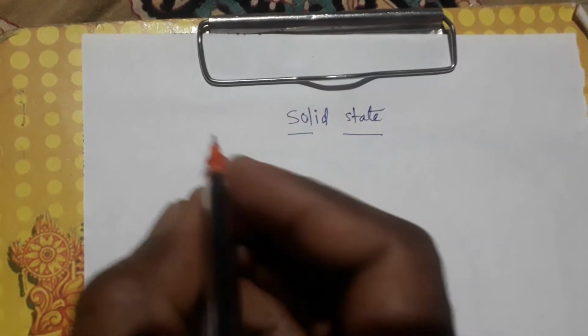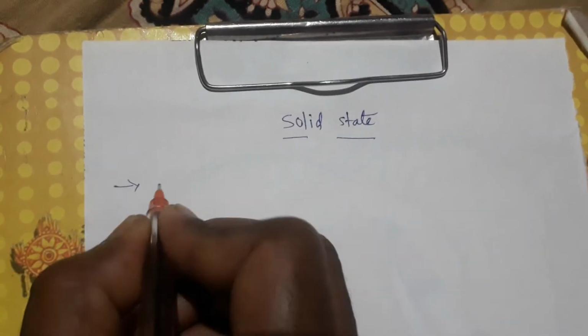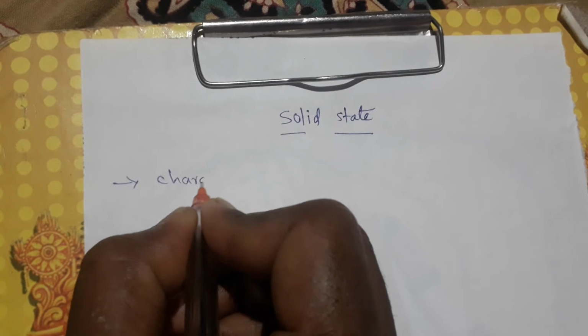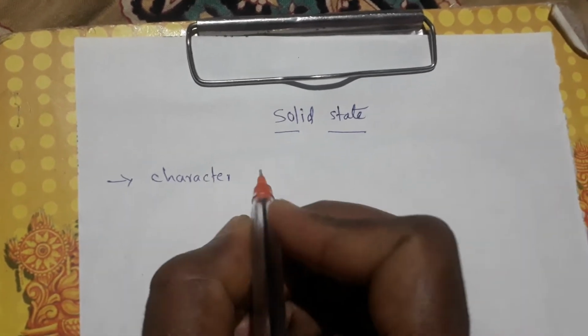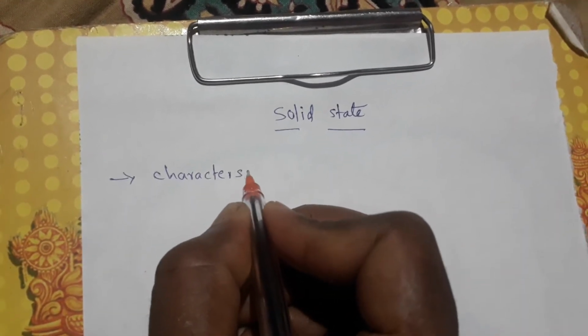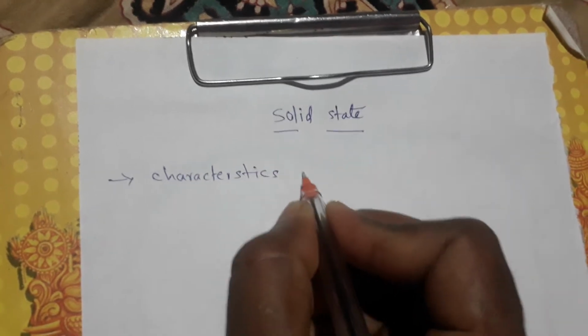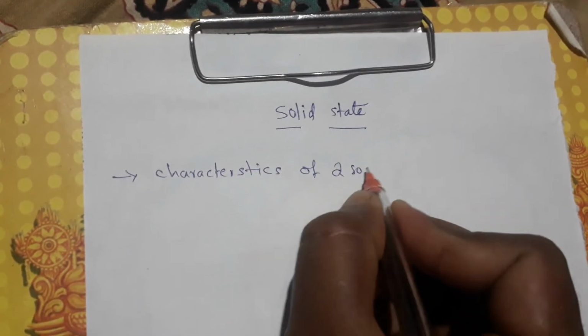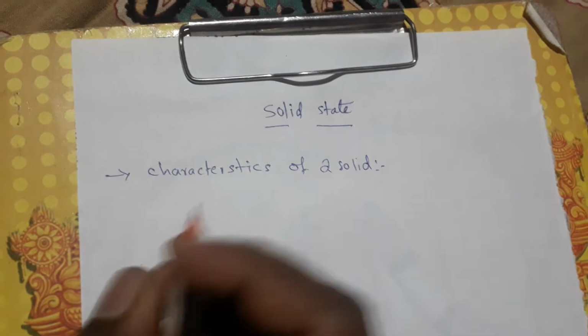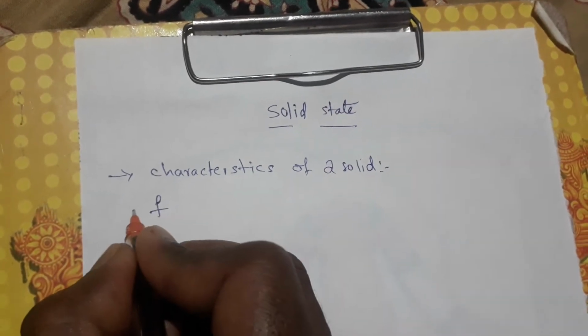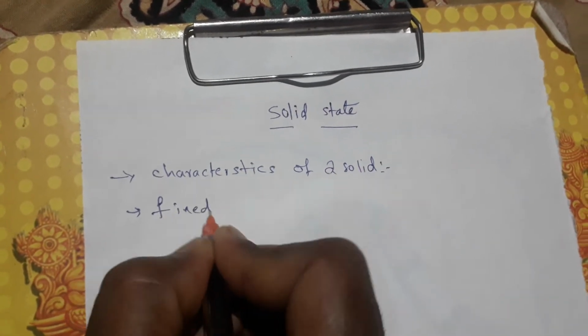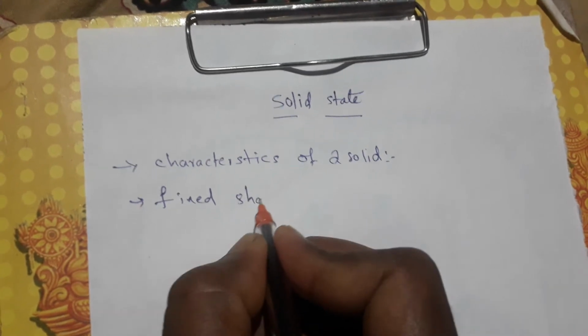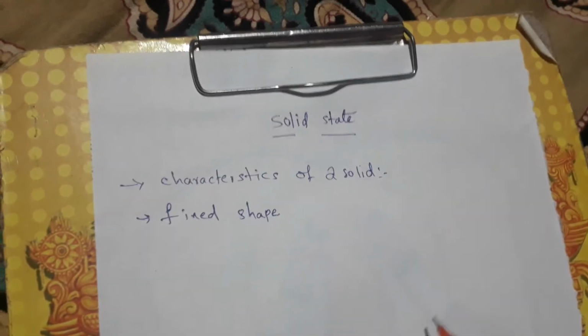So, solid state. What are the characteristics of the solids? Characteristics of a solid. It has a fixed shape.